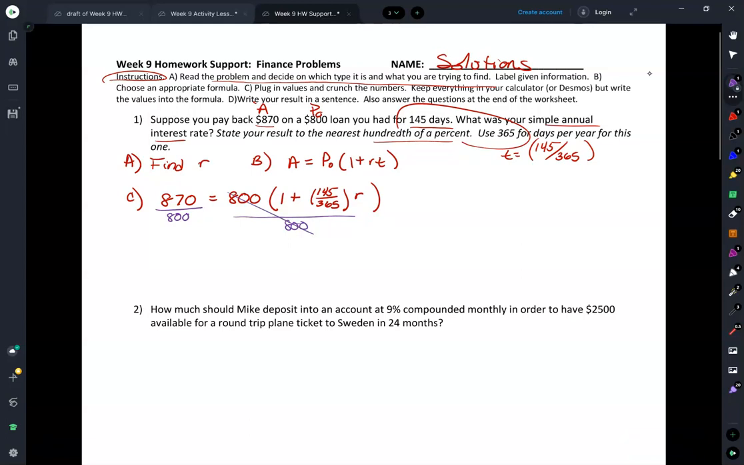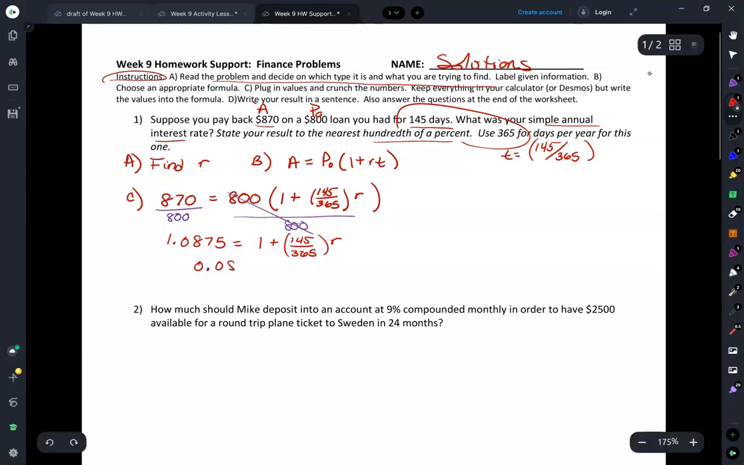So we're going to have 870 divided by 800. Make sure you don't subtract this one. It's not set up to subtract right there. So then we'll have 1.0875. And then we're left with 1 plus 145 over 365 R. Just leave it as a fraction for now. Then I'm going to subtract 1. So I'll have 0.0875 equals the 145 over 365 times R.